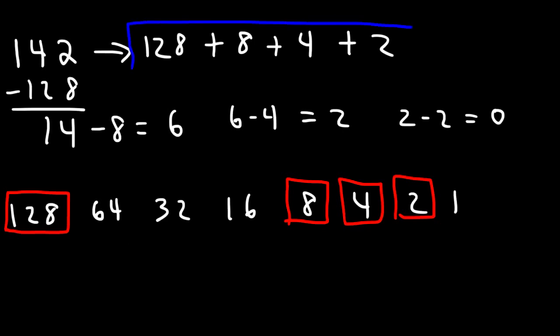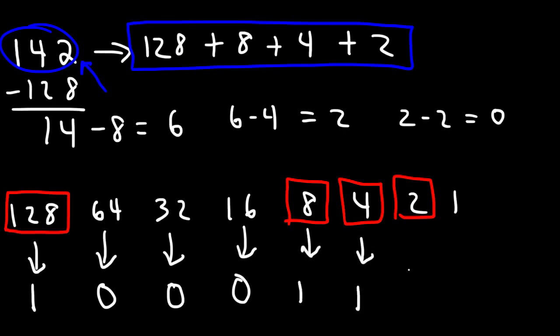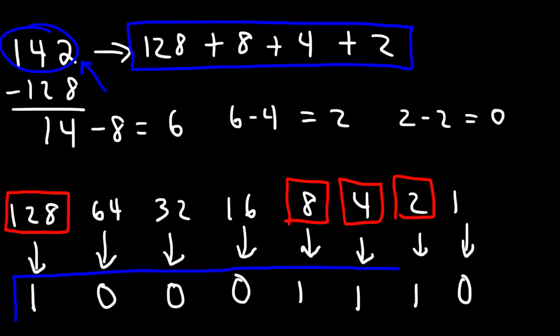So you want to find all the base 2 numbers that add up to this number. Then you can convert it into a binary number. So we have a 128, but we don't have a 64, nor a 32, nor a 16. We do have an 8, a 4, and a 2, and we don't have a 1. So 142 is basically 10001110. And so that's how you can convert a decimal number into a binary number.